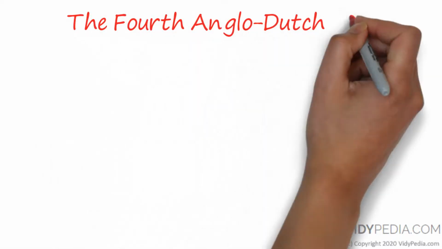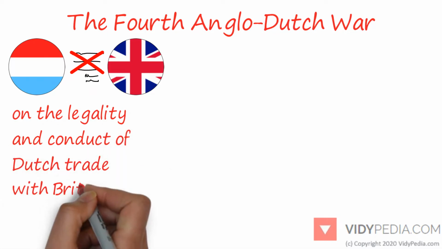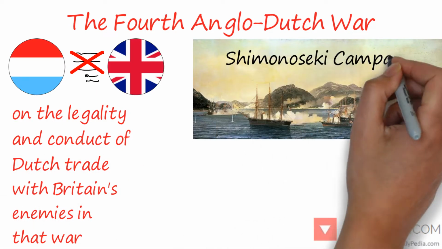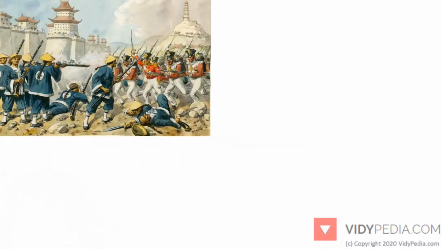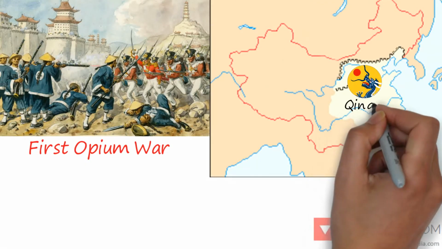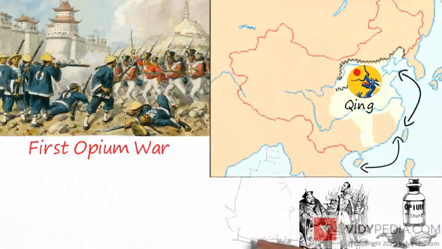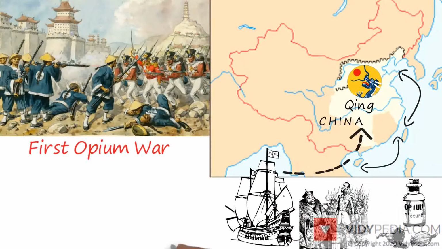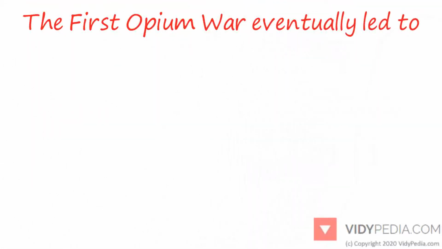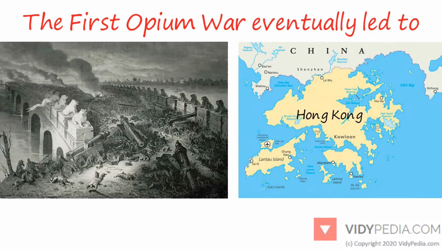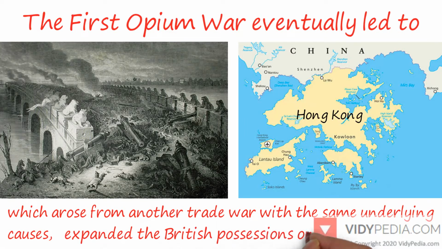The Fourth Anglo-Dutch War, over British and Dutch disagreements on the legality and conduct of Dutch trade with Britain's enemies in that war. The Shimonoseki Campaign, after unrest over the shogunate's open-door policy to foreign trade. The First Opium War, which started after the Qing government blockaded its ports, confiscated opium contraband, and confined British traders, resulting in the dispatch of the British Navy to China, and engaged the Chinese Navy in the Battle of Kowloon. The First Opium War eventually led to the British colony of Hong Kong, and the Second Opium War, which arose from another trade war with the same underlying causes, expanded the British possessions on the island.